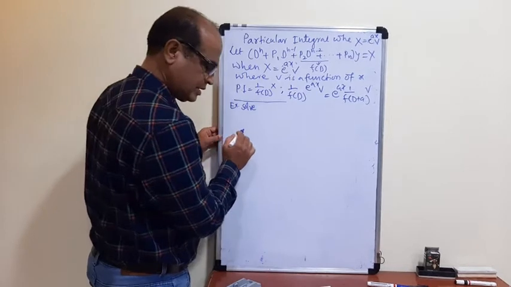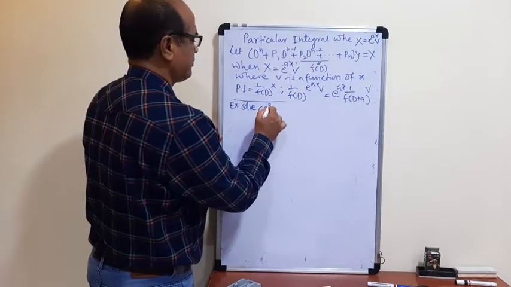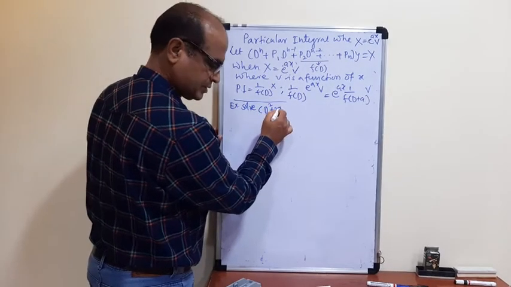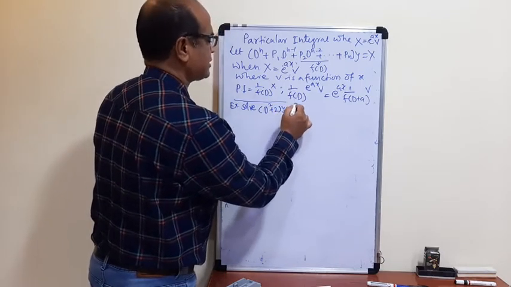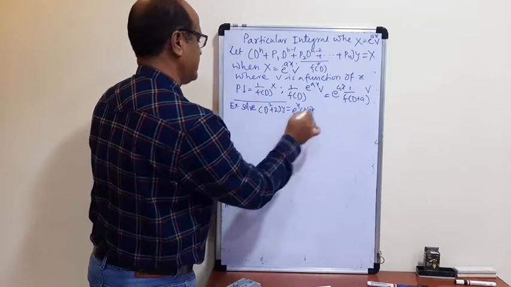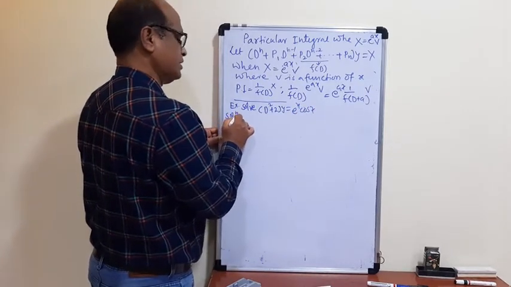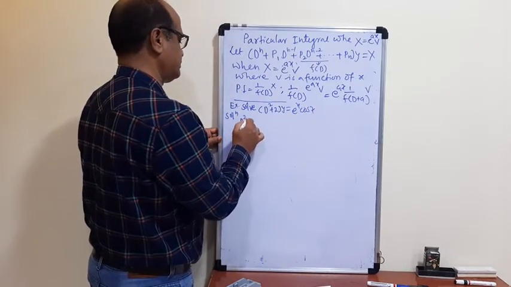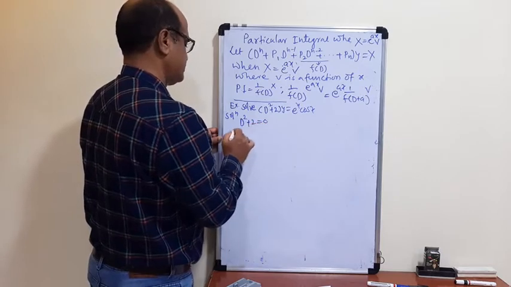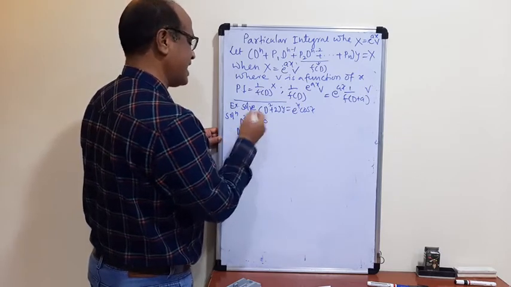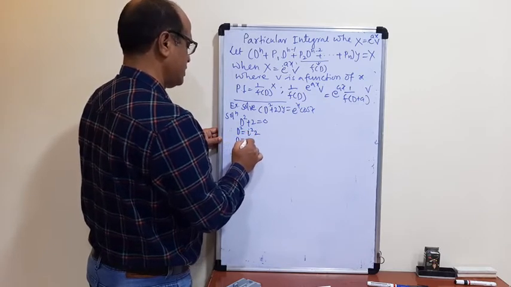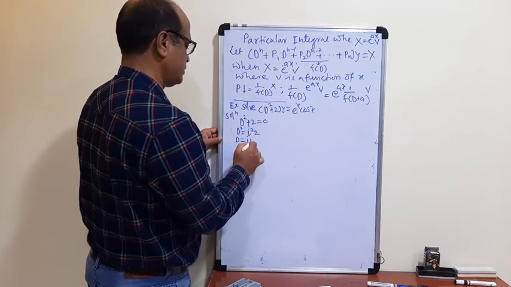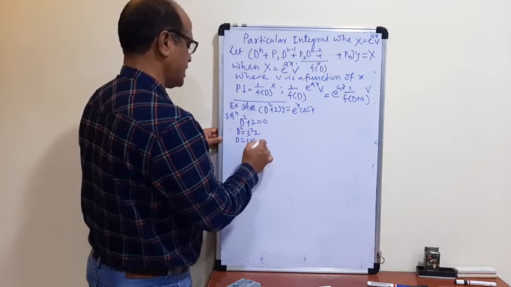Solve (D² + 2)y = eˣ cos x. The auxiliary equation is D² + 2 = 0, so D² = -2, which means D = ±i√2.